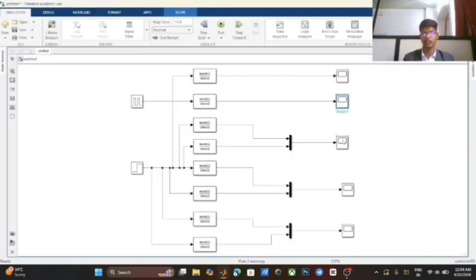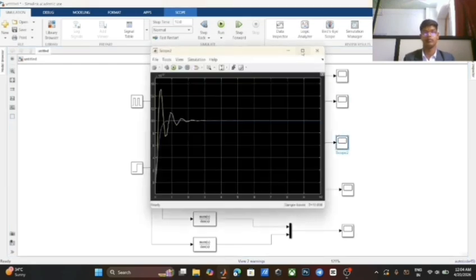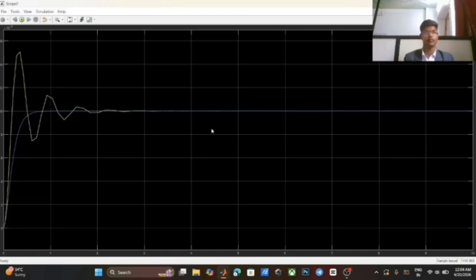We will go to the third scope. This waveform shows the effect of damping. The graph shows the effect of damping on the system response. The yellow curve shows low damping, with large overshoot and oscillation before settling. The blue curve shows high damping, with a smooth response and little to no overshoot. Increased damping reduces oscillation and overshoot, making the system more stable and smooth.